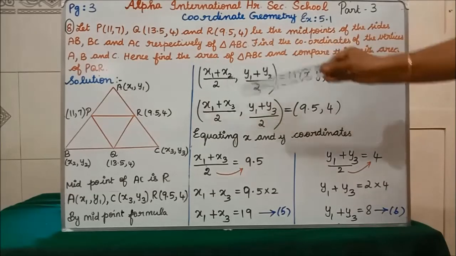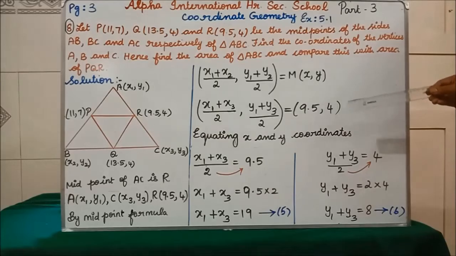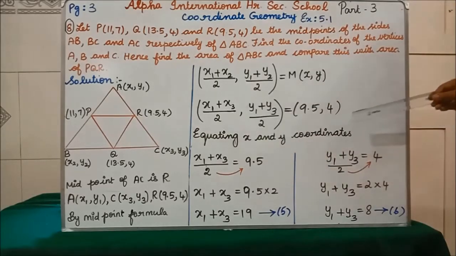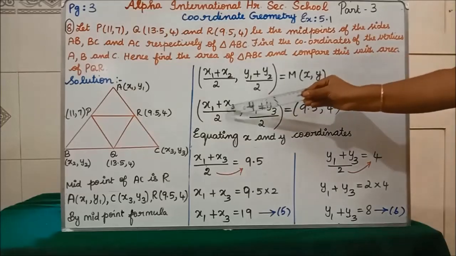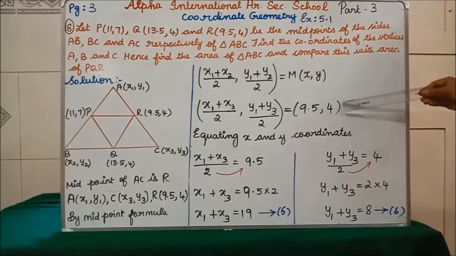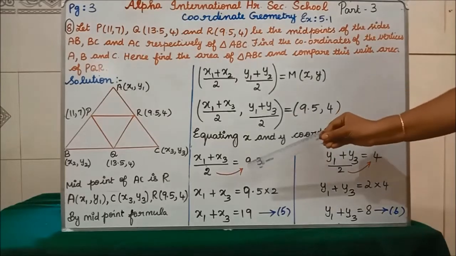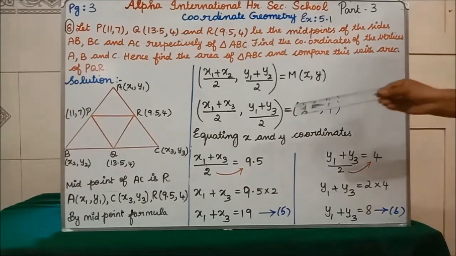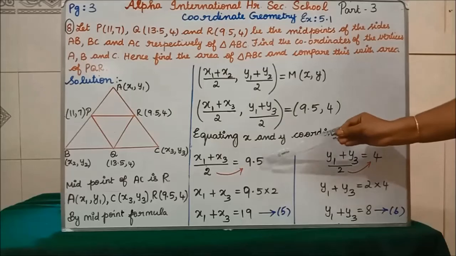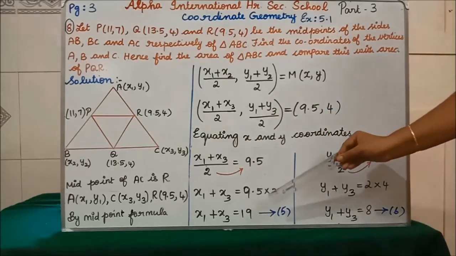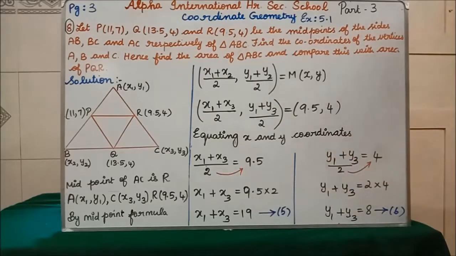The midpoint is R. What have they given for R? 9.5, 4. Okay, the same model, equating the x and y coordinates. So this x I am going to equate with 9.5, and this y I am going to equate with 4. So x1 plus x3 divided by 2 equal to 9.5. y1 plus y3 divided by 2 is equal to 4. Now x1 plus x3 equal to 9.5 into 2. If you multiply, we get x1 plus x3 equal to 19.